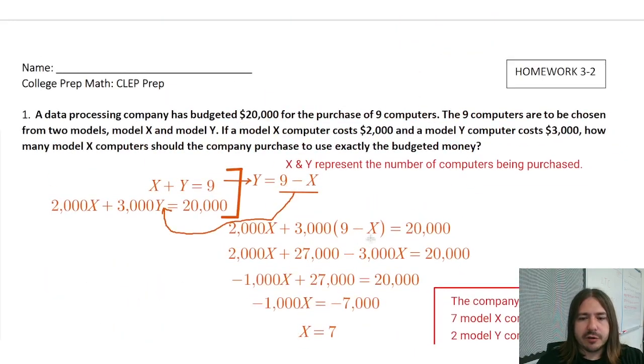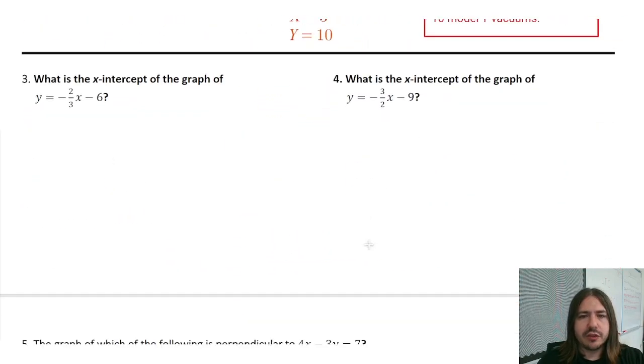Now, number 3 and number 4, very similar problems here. What are the x-intercepts? Now, we know how to find the y-intercept, right? Both of these are in slope-intercept form, so the y-intercept's really easy to find. The y-intercept here is negative 6. The y-intercept over here is negative 9. But this is asking for the x-intercept, which isn't explicitly given to you in the equation, like the y-intercept.